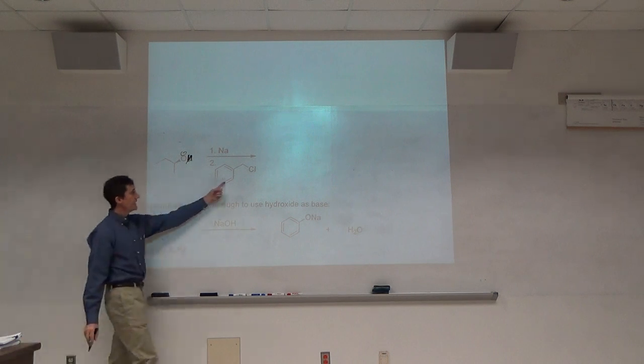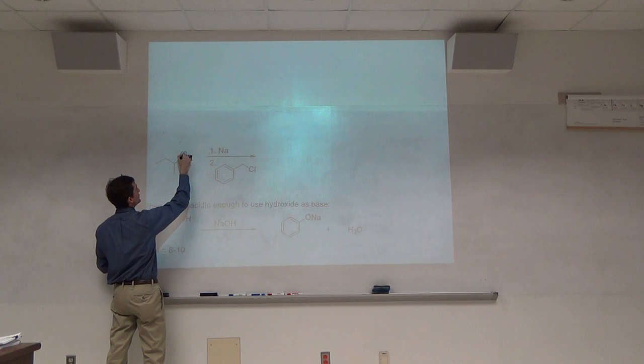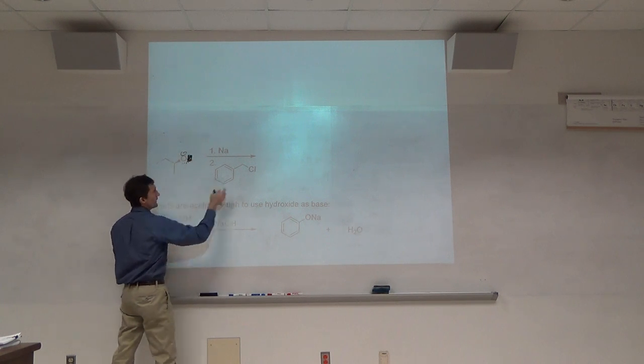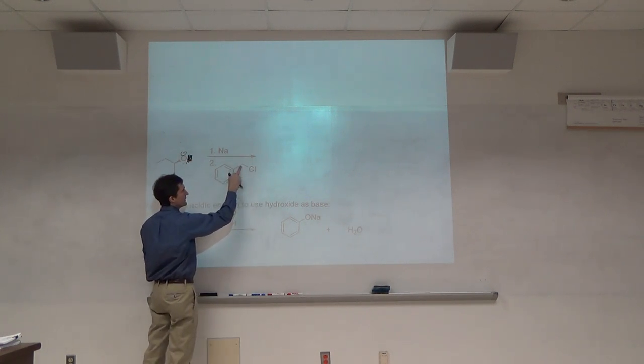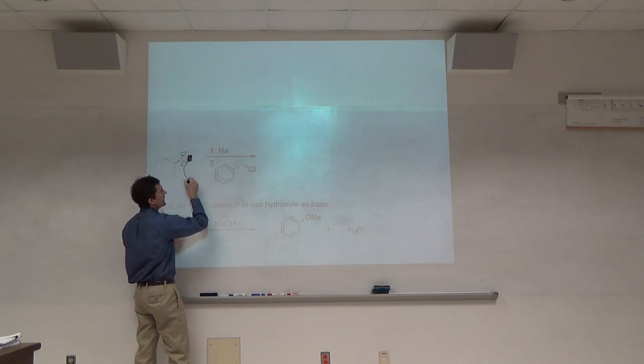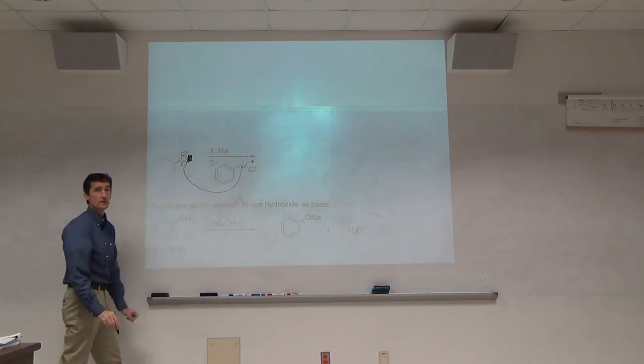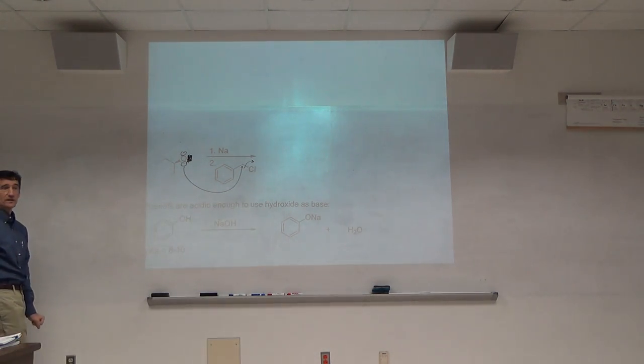Now we throw in this guy. What type of chemistry do we predict? We got a good nucleophile. We got a carbon with a leaving group. Also benzylic. These electrons attack the carbon, kick off the chlorine. Good old SN2 reaction.